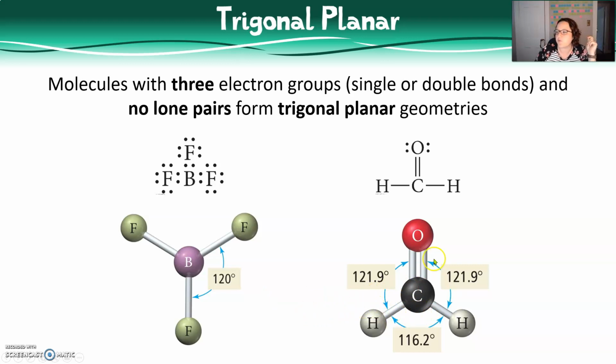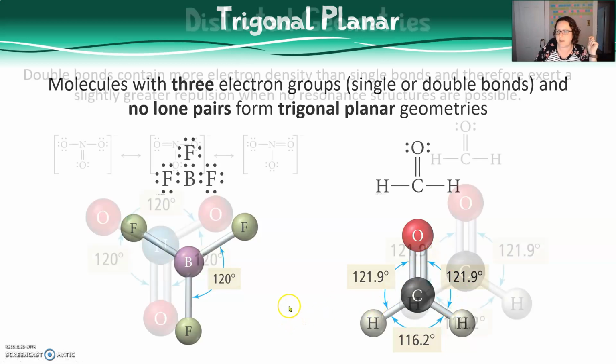This is due to the increased repulsion of the double bonds, since it has 4 electrons instead of just 2. This repulsion pushes on the single bonds to the hydrogens, causing their bond angle to decrease at the expense of increasing the bond angle between the oxygen and the hydrogens.